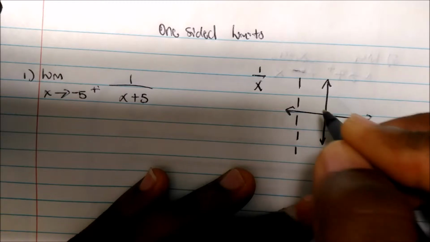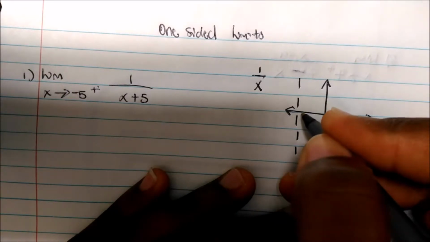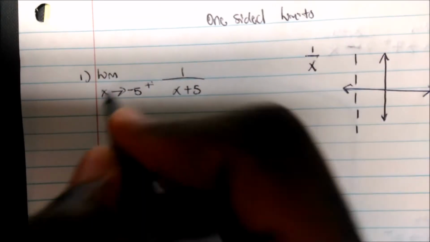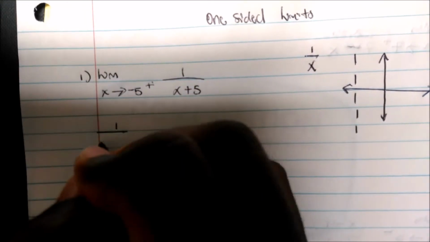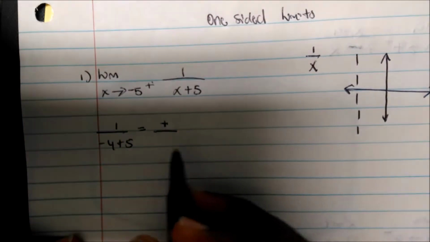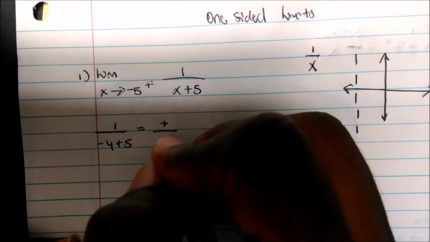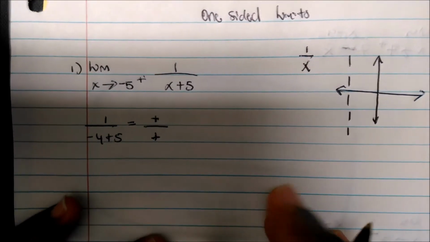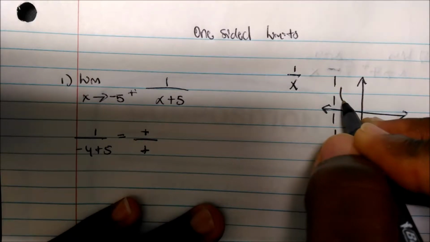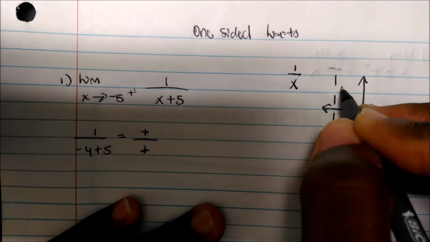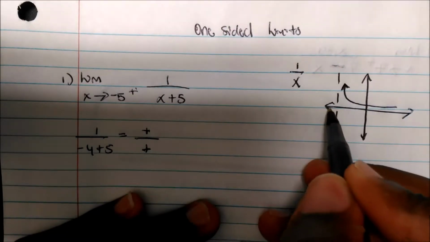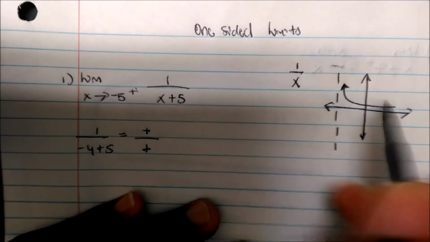All right. So I could plug in negative 4. The top will always stay the same. So 1 over negative 4 plus 5. Well, it's going to give me a positive. The 1 is positive. Well, negative 4 plus a bigger number is going to be positive. Yes? So this tells me that from the right, this is going to go up to positive infinity.